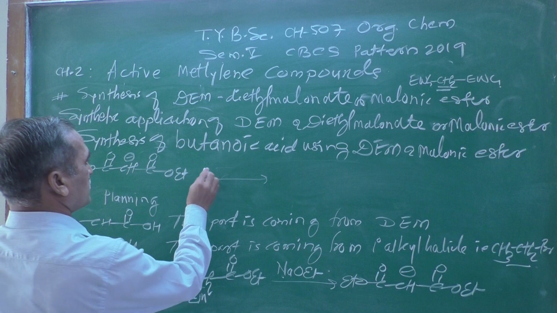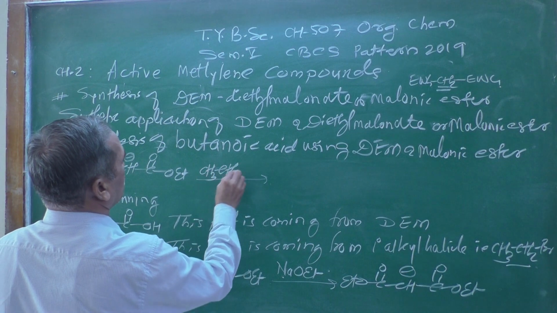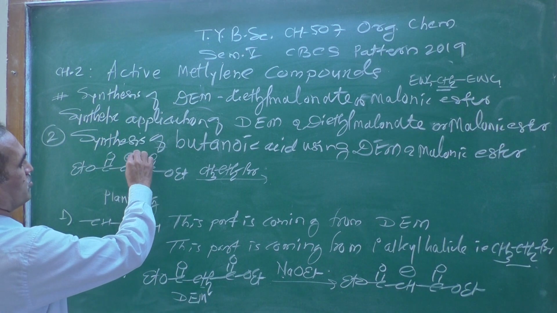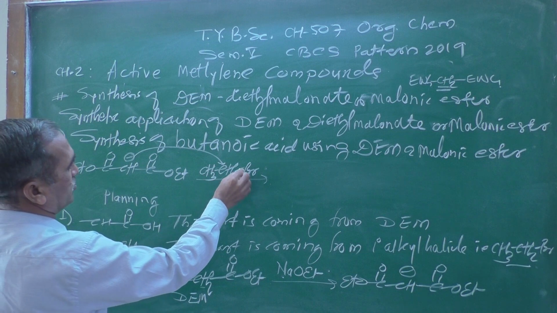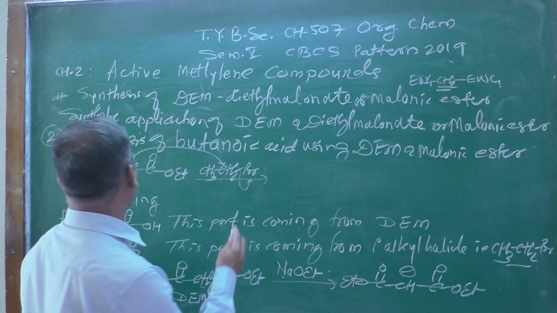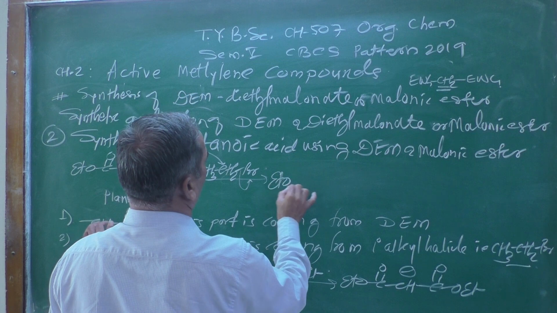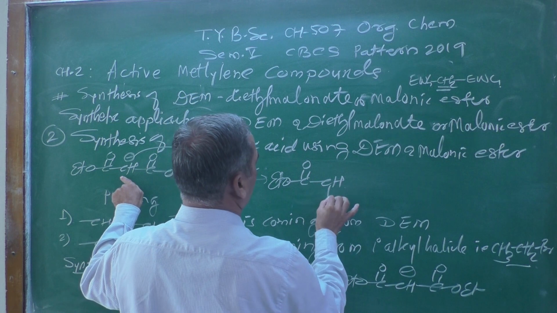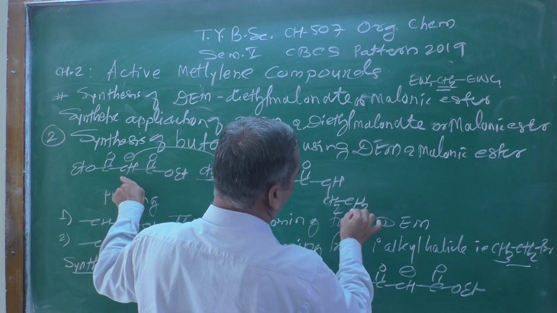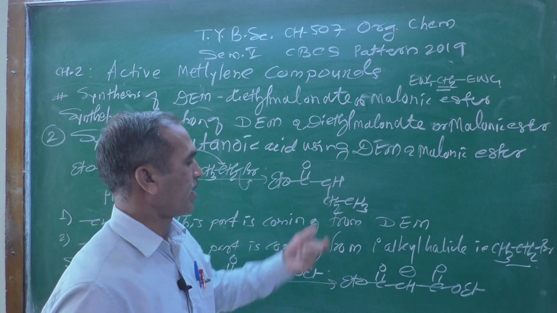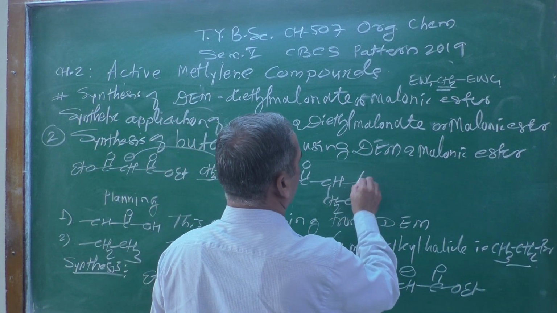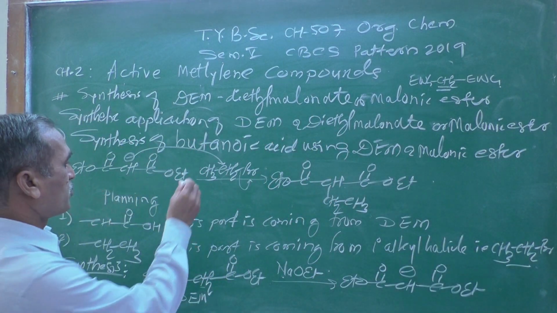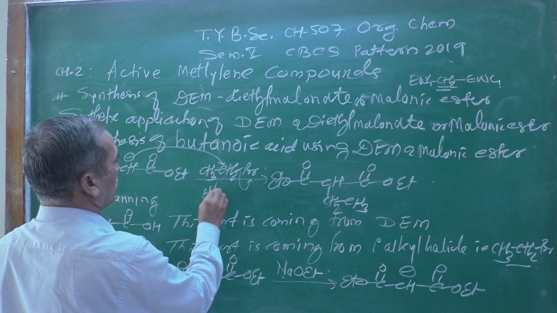CH3 CH2 Br, that is the ethyl bromide. So that negative charge is going to attack the CH2. There is a departure of Br, and we will get EtO, then C double bond O, then CH, then CH2 CH3, the ethyl group, which I am writing at the bottom, then C double bond O, OEt. That's it. And this process is known as alkylation.